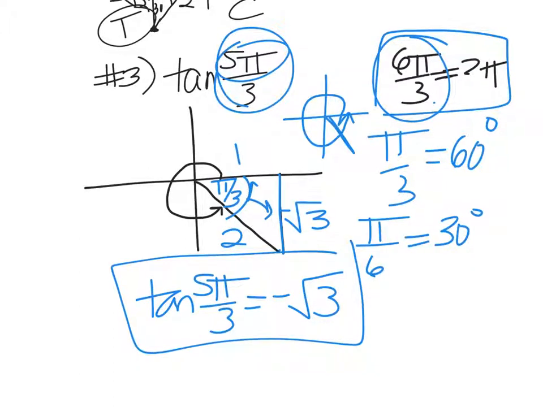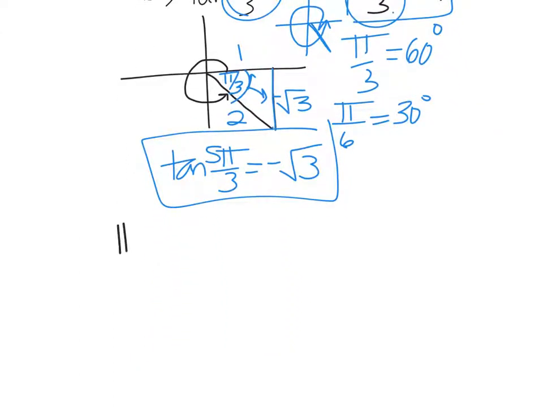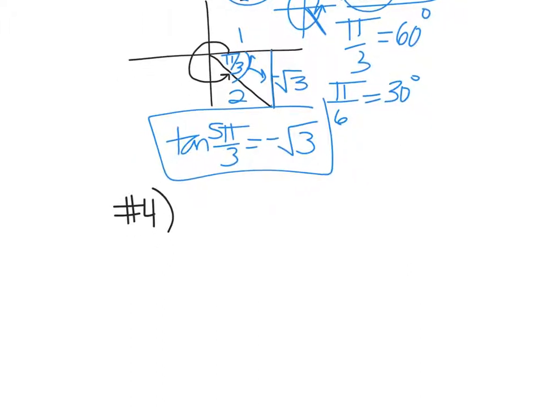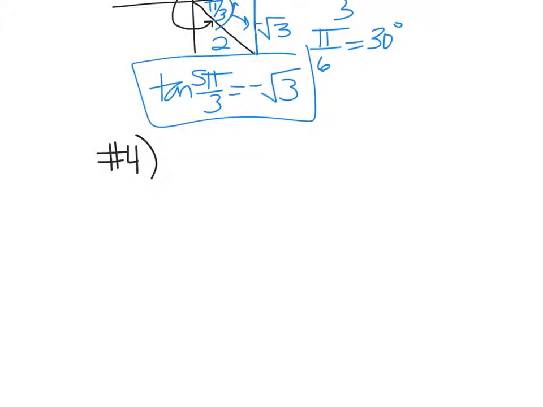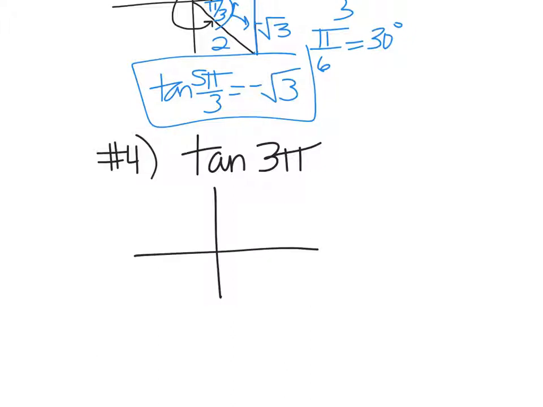All right, let's do number 4. And this is what we're going to do for the next couple of days, just evaluate trig angles. We're going to get the unit circle, which some people like better, but you'll have options, which is nice. Let's evaluate the tangent of 3 pi. All right, these ones are a little different. Tangent of 3 pi. So we're going to go 1 pi, 2 pi, 3 pi.